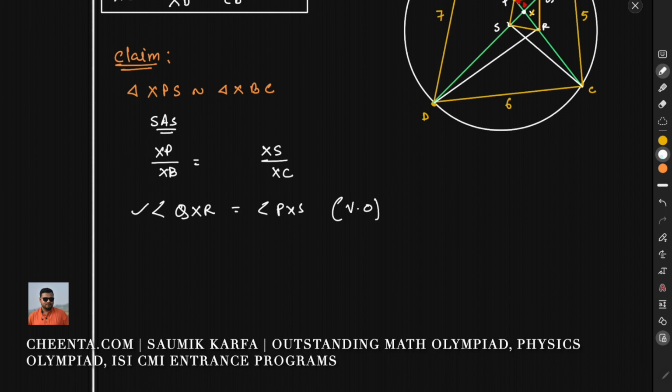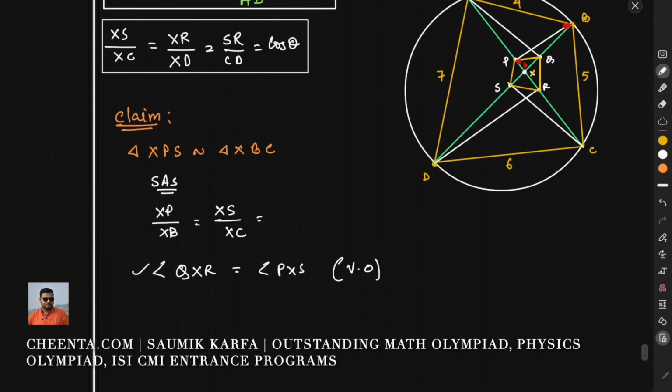So these two sides are already in ratio, and with it we'll also get the third side, which is PS over PC. That will be in the same ratio. And we can also conclude that all these ratios are equal to cos theta, because we know XP over XB, XS over XC, they were already equal to cos theta.